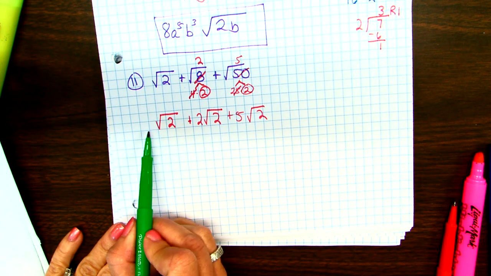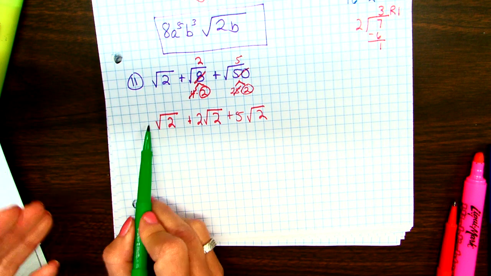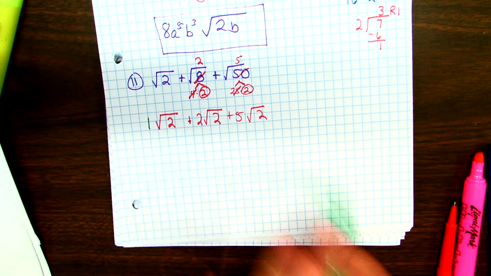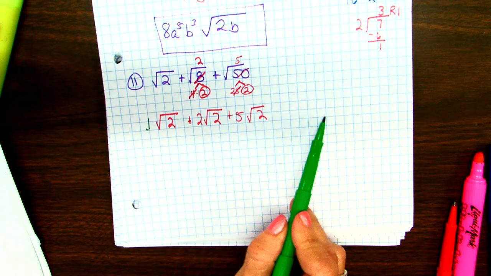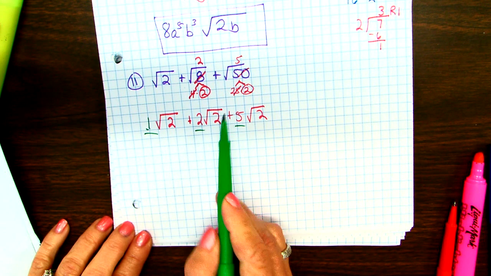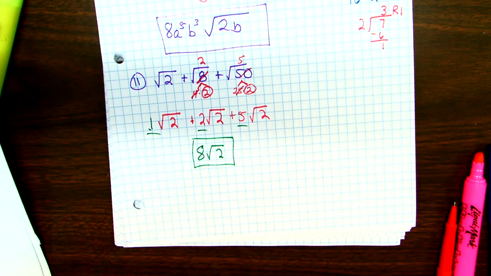Guys, remember, we don't put ones in front of anything. The square root of 2, it's there. There's one of them. That's a 1 square root of 2. So you have 1 square root of 2, 2 more, and 5 more for a total of 8 square roots of 2. That's how many square roots of 2 you have.